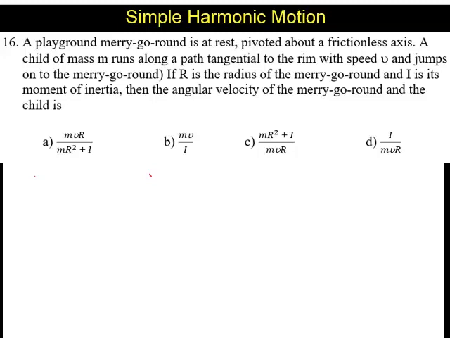Alternatives are mvr divided by mr square plus I, mv by I, mr square plus I by mvr, and the last one is I by mvr.